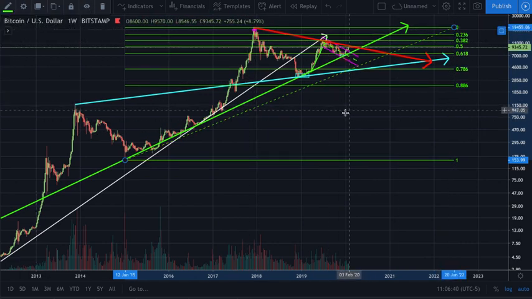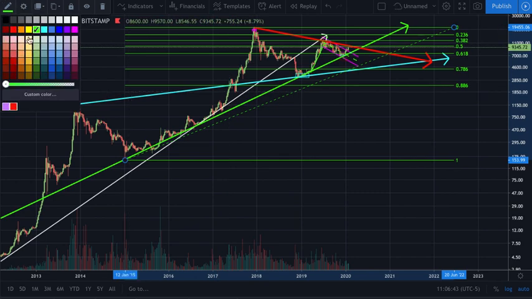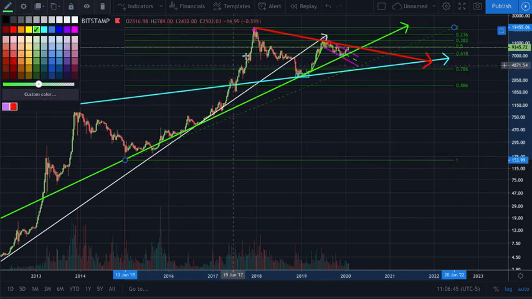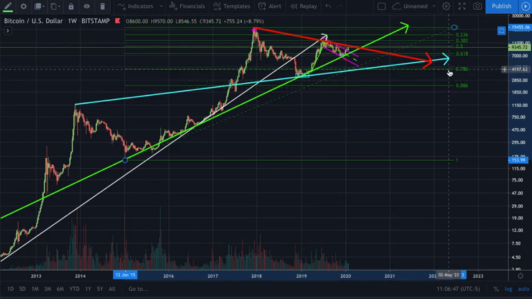I'm going to change that one green, so that I know that's a long-term fib, a fib from bottom to top, okay? And then I'm just going to fade it away a little bit.